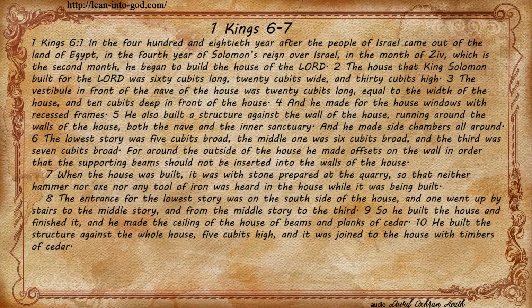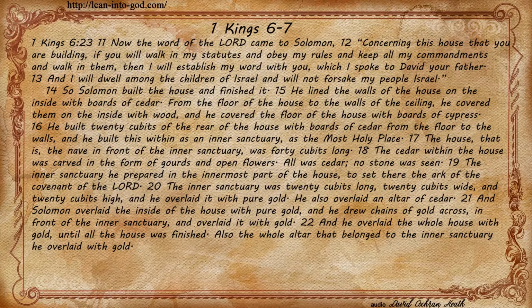The house that King Solomon built for the Lord was 60 cubits long, 20 cubits wide, and 30 cubits high. The vestibule in front of the nave of the house was 20 cubits long, equal to the width of the house, and 10 cubits deep in front of the house. And he made for the house windows with recessed frames.